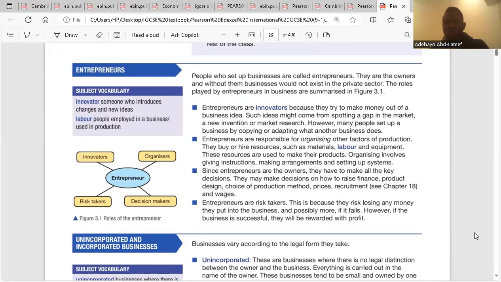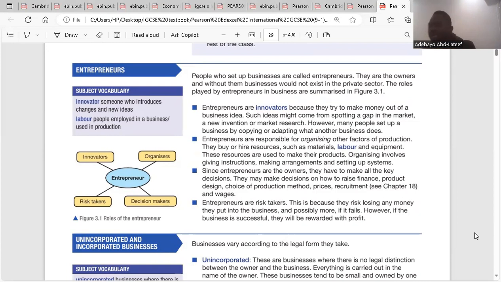Now we go to entrepreneurs. Who are entrepreneurs? Entrepreneurs are owners of the business. They are the people that set up businesses. So what are the roles, the functions of entrepreneurs? One, they are innovators. We call them innovators because they make money through business ideas. Two, they are organizers. They manage and control all the factors of production: land, labor, capital. They arrange them because they are the owners of the business.